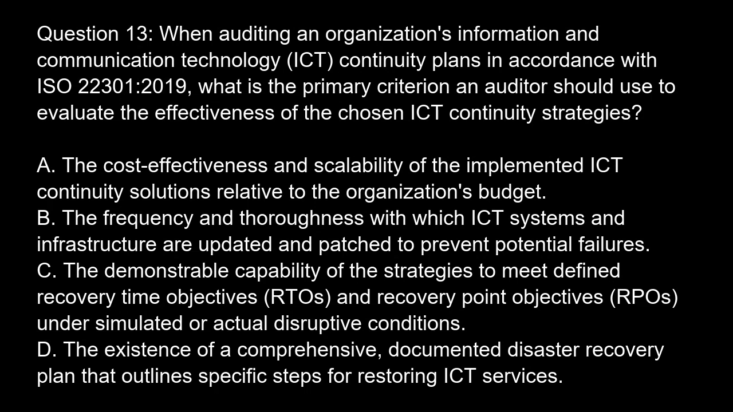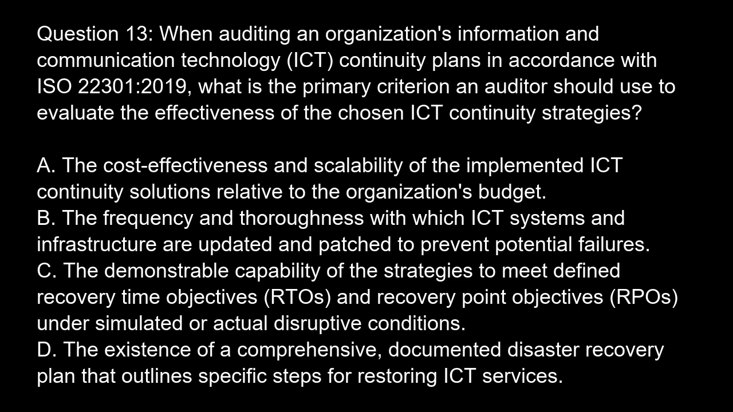Question 13. When auditing an organization's information and communication technology, ICT, continuity plans in accordance with ISO 22301/2019, what is the primary criterion an auditor should use to evaluate the effectiveness of the chosen ICT continuity strategies? Option A. The cost-effectiveness and scalability of the implemented ICT continuity solutions relative to the organization's budget.